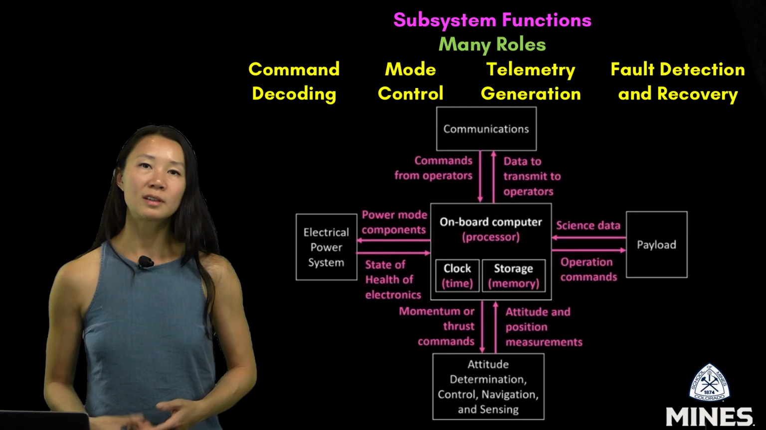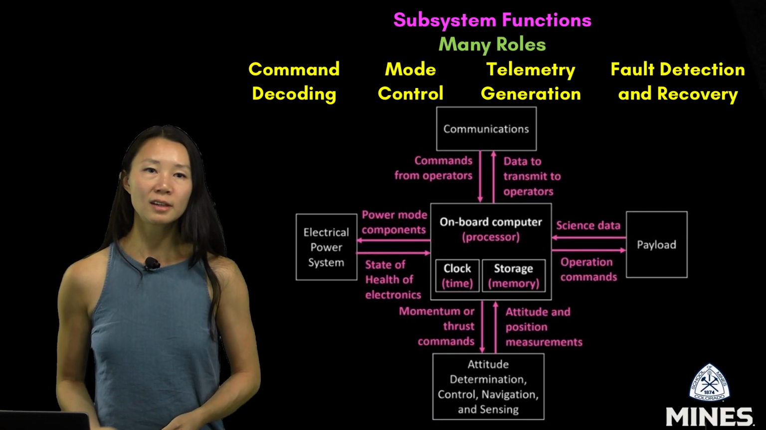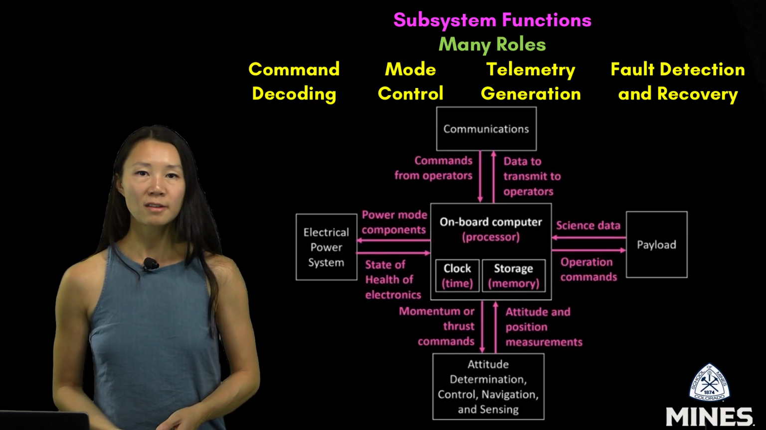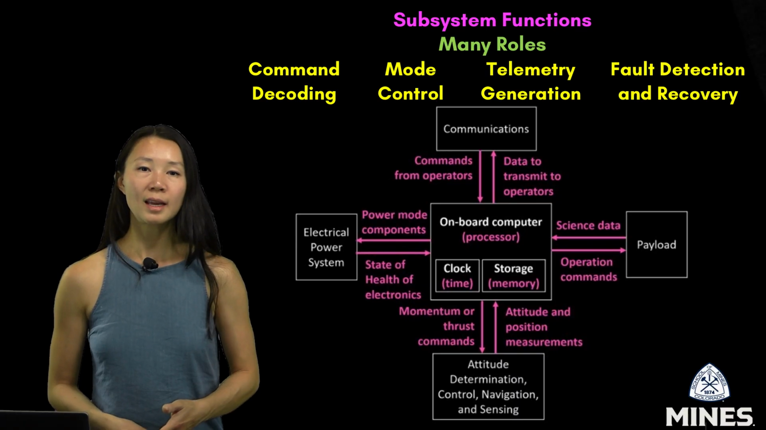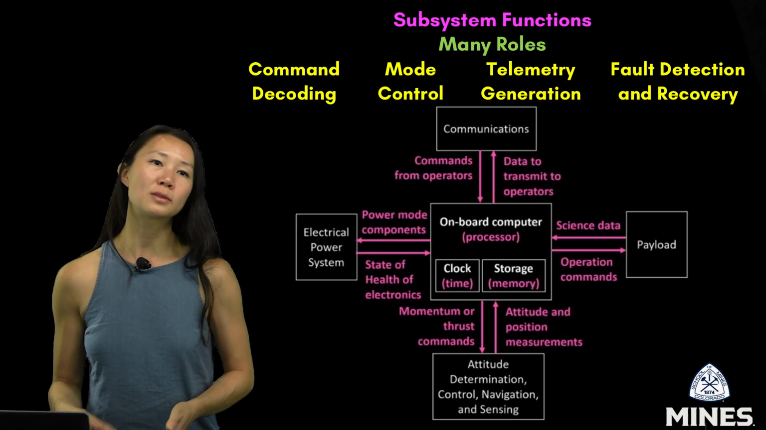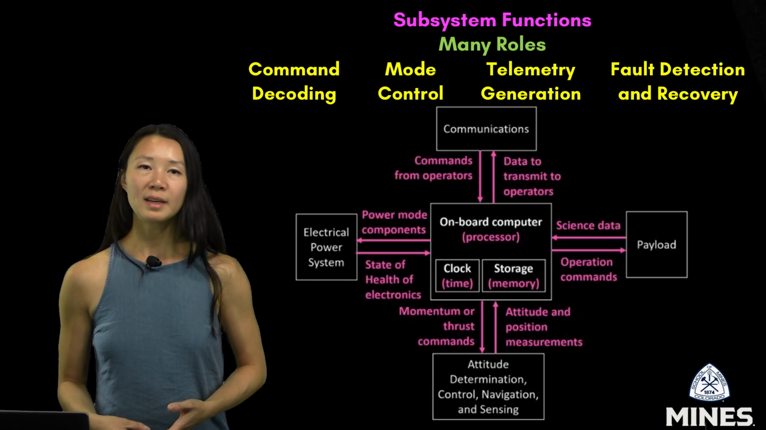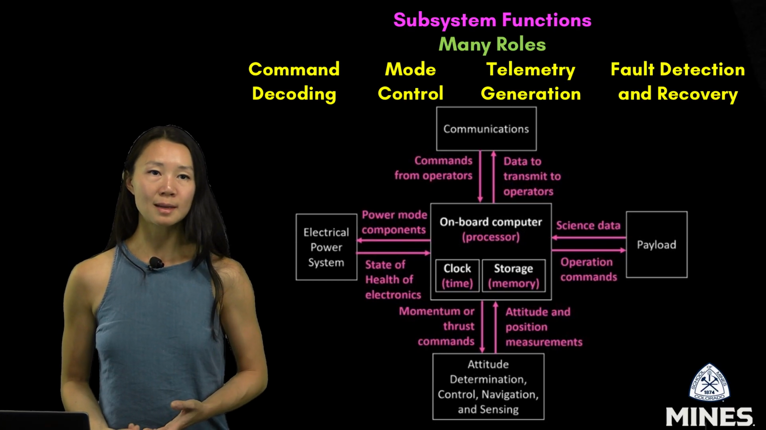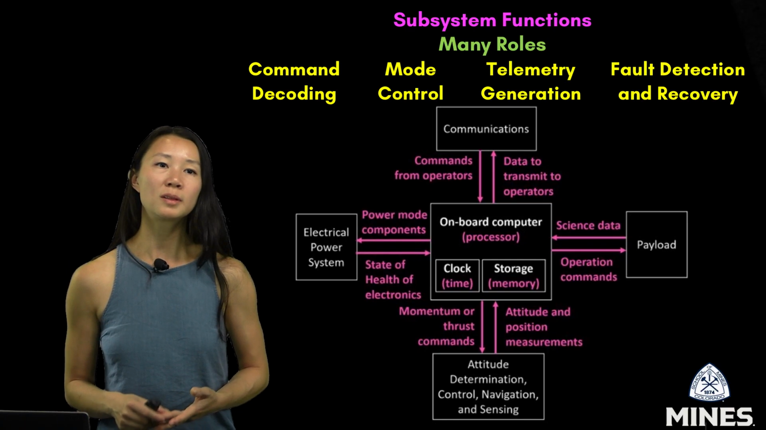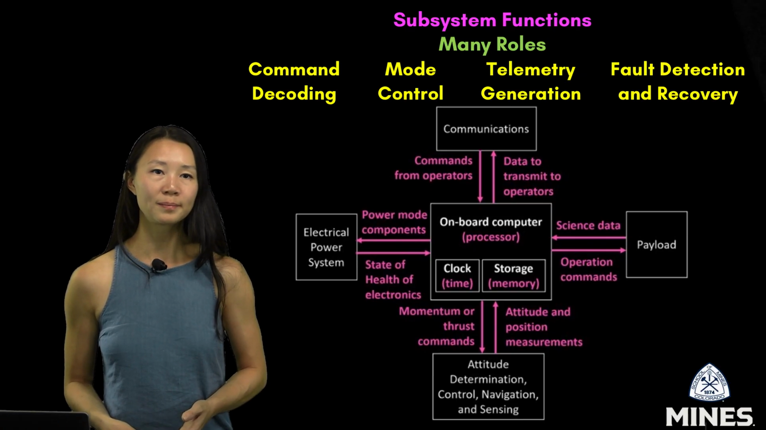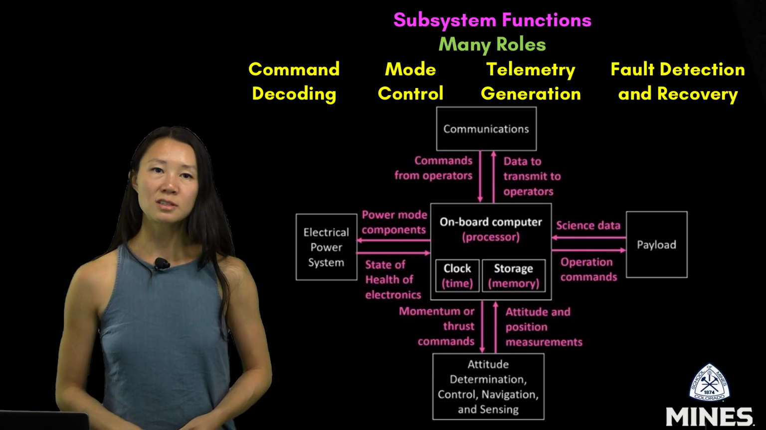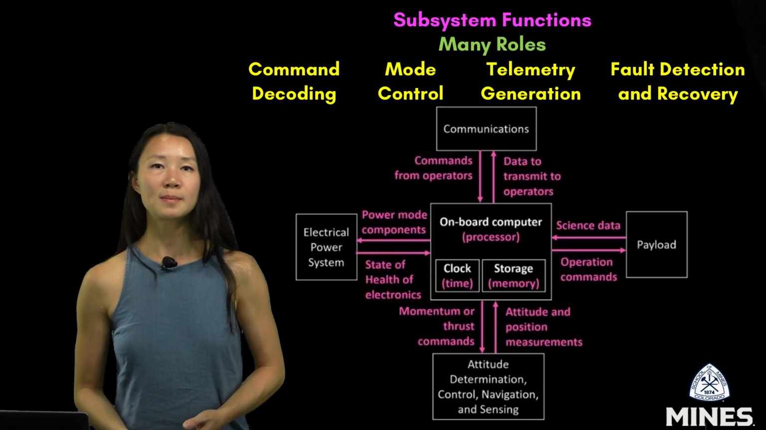Finally, let's talk about fault detection and recovery. The onboard computer continuously monitors for signs of failure or anomalies across the spacecraft. If something goes wrong, say a component overheats or a system goes unresponsive, the CDH subsystem can take action. That might mean switching to safe mode, rebooting a subsystem, or reducing power draw through the power mode signals we saw earlier. These self-corrective actions are essential for enabling autonomy in space missions.